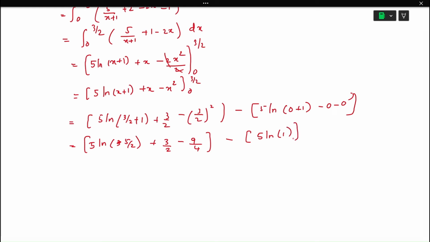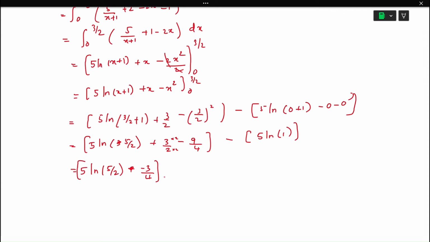0, 5 log 1. Okay, so here 5 log 5 by 2, then plus, I'm taking LCM here, so it becomes, here I multiply by 2, so 3 times 2 is 6, 6 minus 9, which is negative 3. Yeah, so negative 3 by 4. This is the first part.